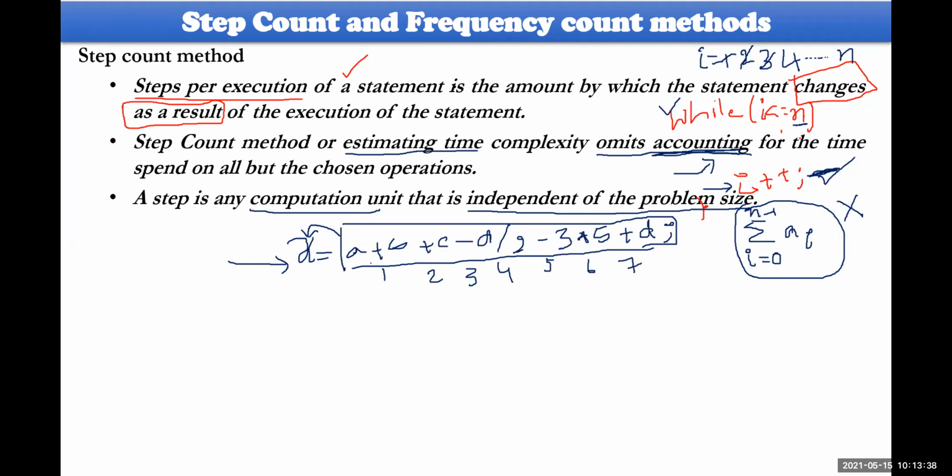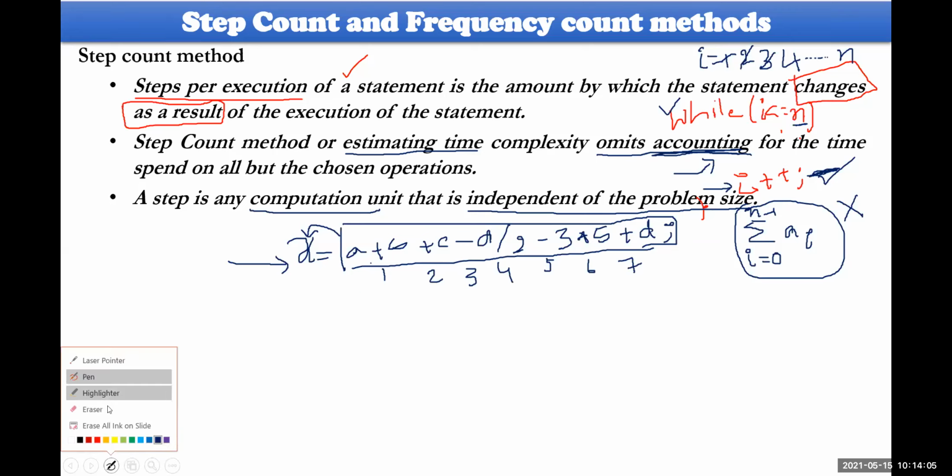That's the meaning of independent of problem size. Look, these 7 operations are there as far as the problem is concerned. Here it is 7 operations, but the execution of this whole expression will be within a single step. So that is the actual meaning of step count here. Hope that you could understand what the step count is here.